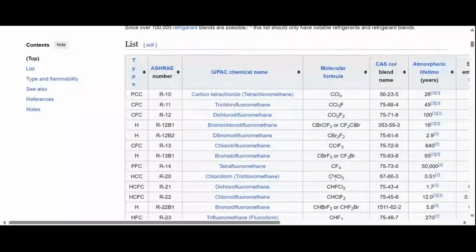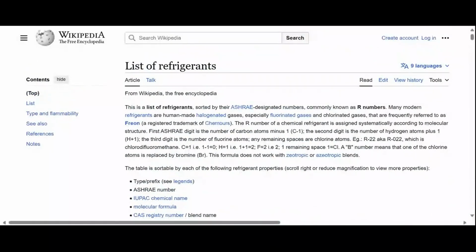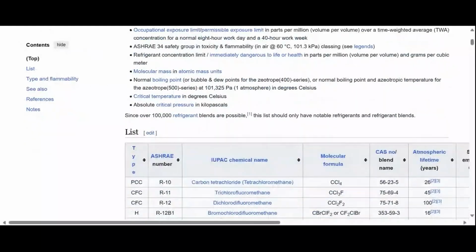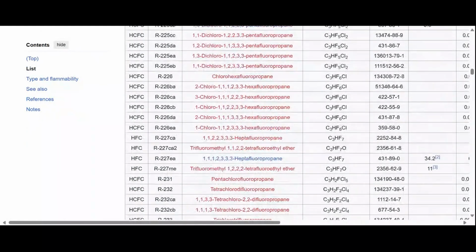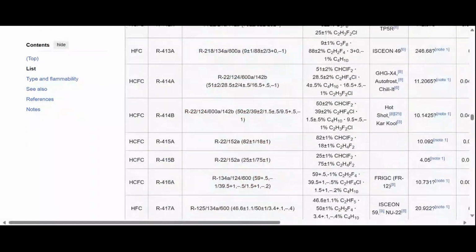See here. Sir, his screen is not visible, sir. I am not sharing anything till now. 1 minute. Okay. So if you see, I've taken one example, list of refrigerants. You see how many refrigerants you have. R10, R11, R12, R12B1, R12B2. See, thousands. N number of refrigerants.